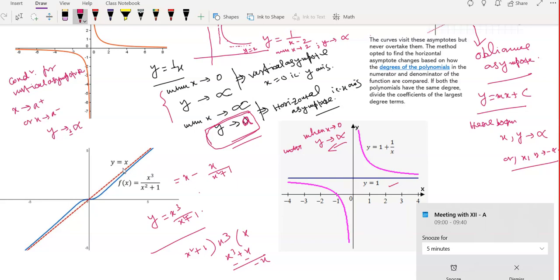When x tends to 0, and when x tends to infinity, then also see, when x tends to infinity, we go for oblique asymptote. When x tends to 0, you take.